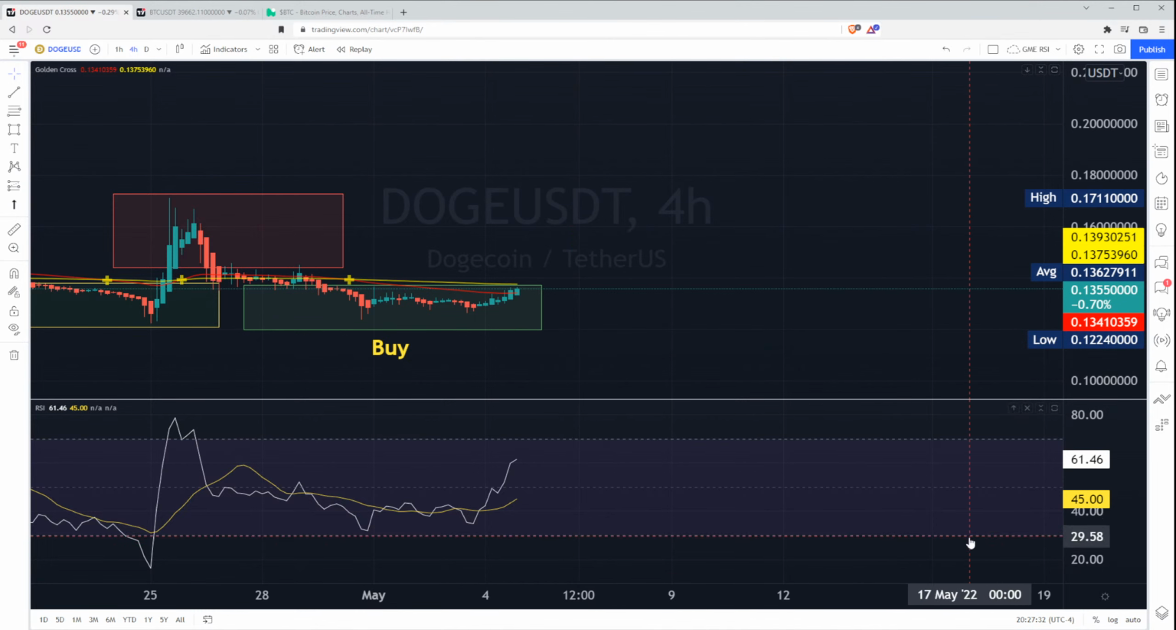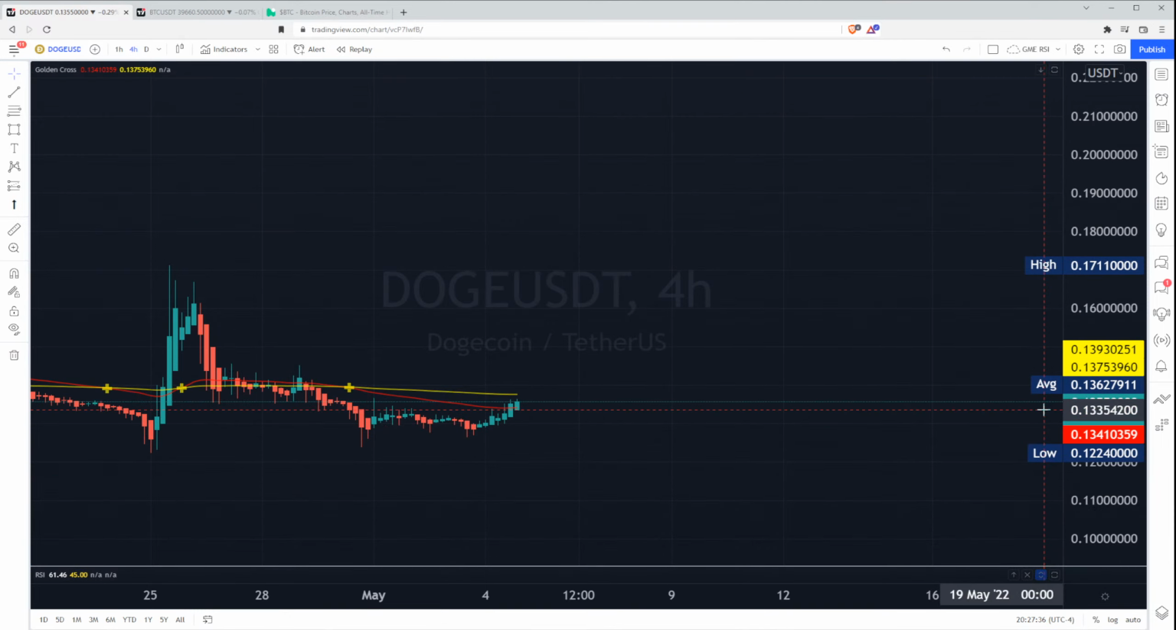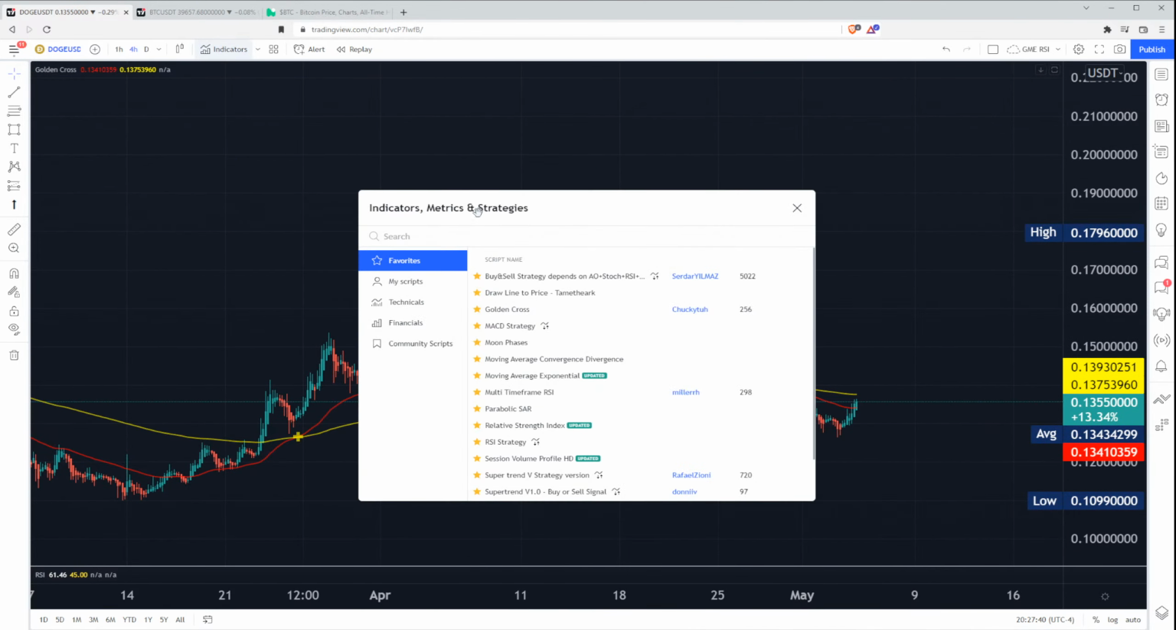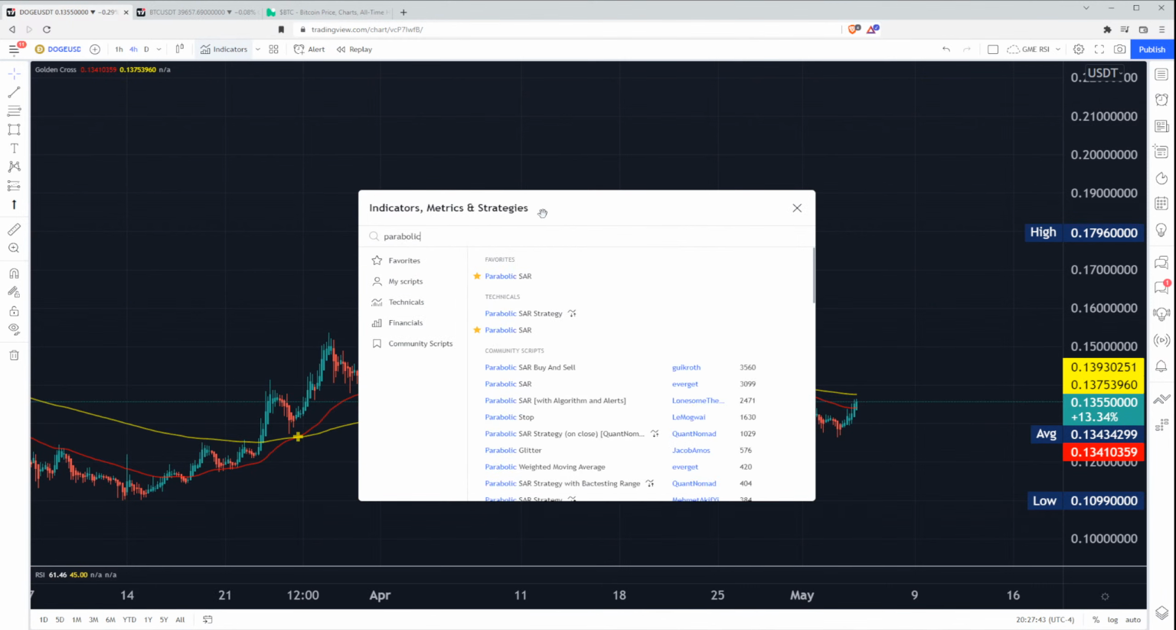Now, let's go on deeper. Let's delete all these indicators. And I'll keep on the golden cross, but I'm going to add another indicator. It's called Parabolic SAR. I'm going to give you a minute to type this up here and add this indicator on your chart. Parabolic SAR.